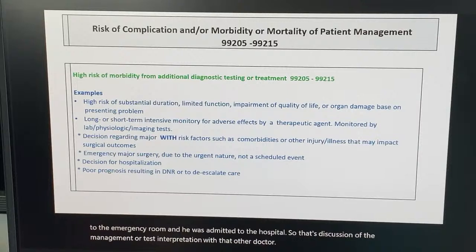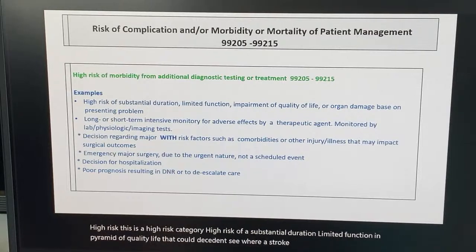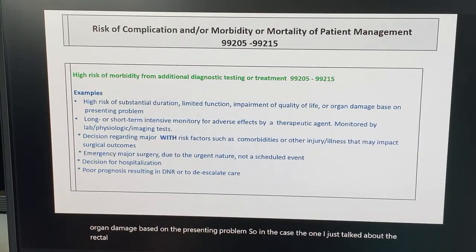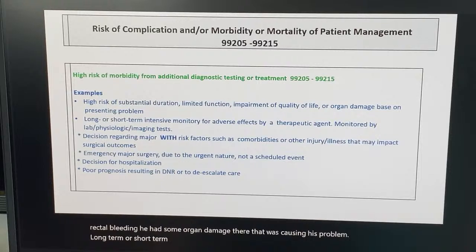High risk. This is a high risk category: high risk of a substantial duration, limited function, impairment of quality of life. You can see where a stroke would fall under that category, or organ damage based on the presenting problem. So in the case I just talked about, the rectal bleeding, he had some organ damage there that was causing his problem. Long-term or short-term intensive monitoring for adverse effects, and many times that might be like chemotherapy or something like that.